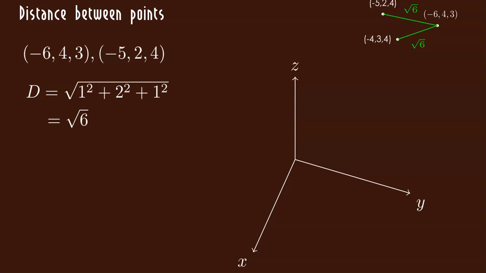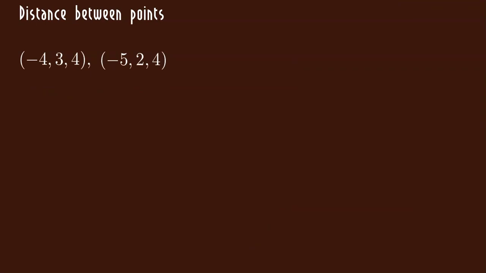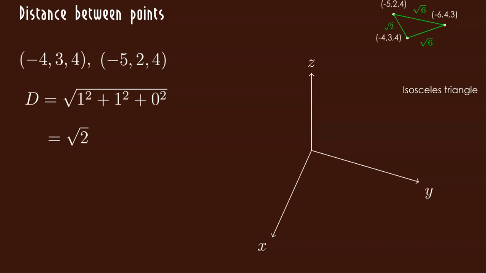So let's look at that 3rd side. For these 2 points, I have delta x is 1, delta y is 1, delta z is 0. So I have 1 squared plus 1 squared plus 0 squared. We do not have an equilateral triangle, but we do have a nice isosceles triangle. Now that we know about distance, I want to talk about spheres.